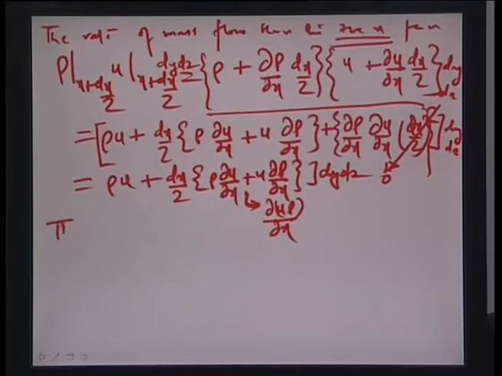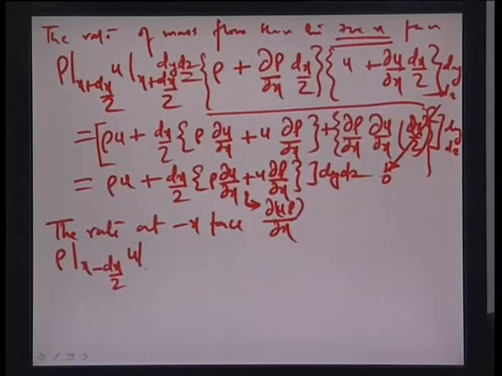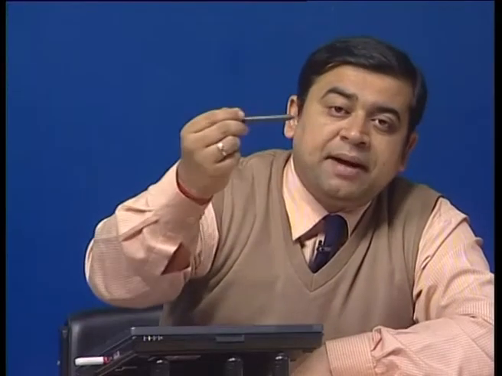Now, let us see what this rate would be at the negative x face, and the only difference in this case would be that rho and u are both evaluated at the x minus dx by 2 face. The area vector remains the same in magnitude, dy dz. Okay. So, although it is the same in magnitude, it is actually negative in direction; it is in exactly the opposite direction, it points to the minus x side in this case. So, you have to have a minus sign representing the direction of the area vector dy dz.